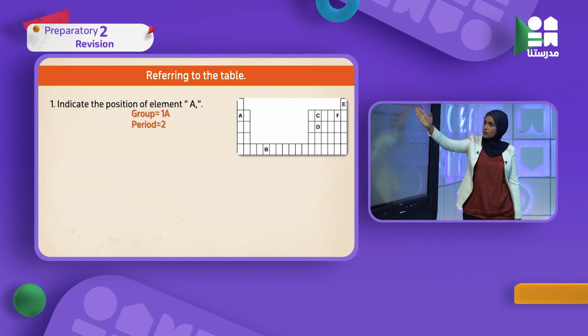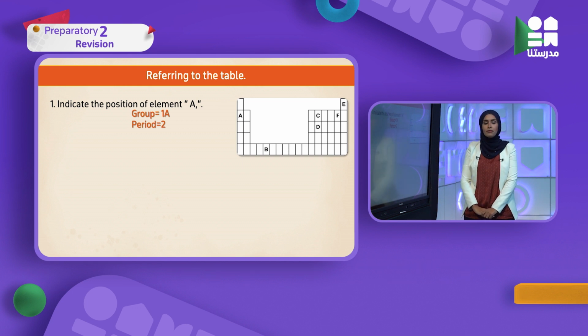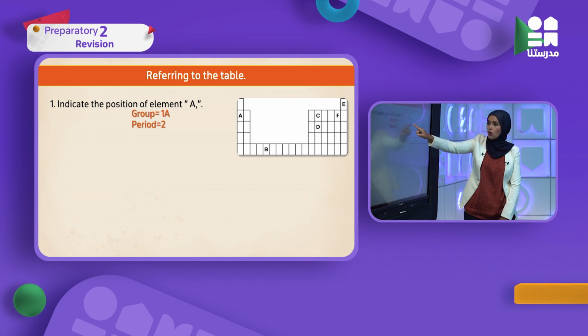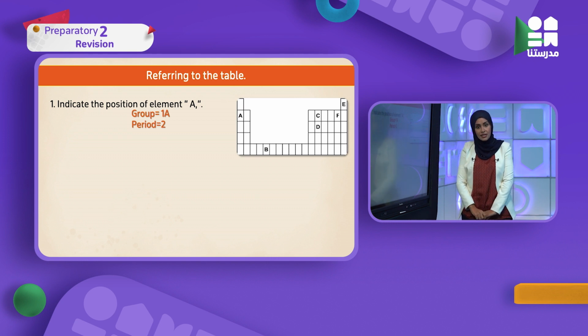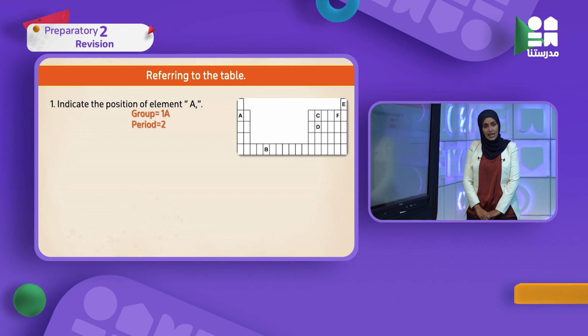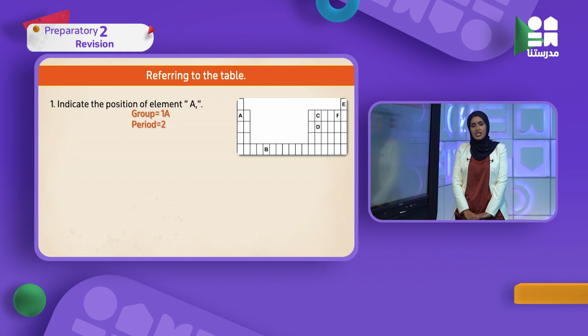تاني I'm counting. This is the first group. يبقى group 1A. Period كام؟ Let's count. Period 1, period 2. So it's in period 2. Group 1A معناها ان هو عنده 1 electron at the outermost energy level. Period 2 معناها ان هو عنده 2 energy levels.